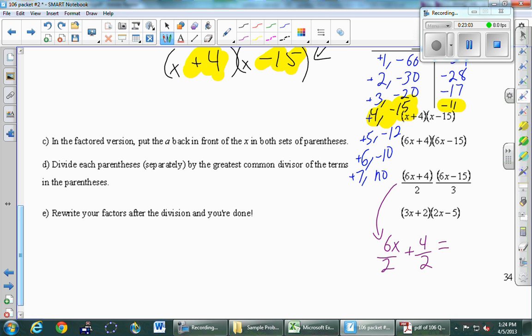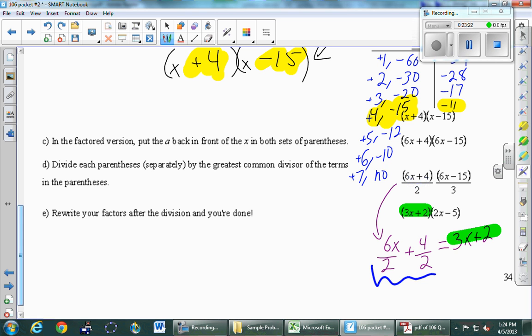The 6 and the 2 reduce to 3x, and then the 4 over the 2 plus 2. And 3x plus 2 is this guy. So all we're doing is taking the 2 and dividing it into both of those terms. In our heads, we're kind of thinking of splitting it up. When I take the 6 and divide by 3, what do I get? I get 2. When I take 15 and divide by 3, negative 5.